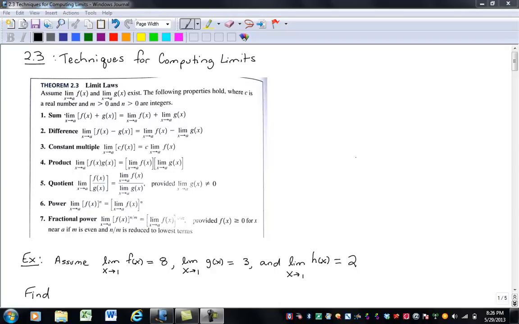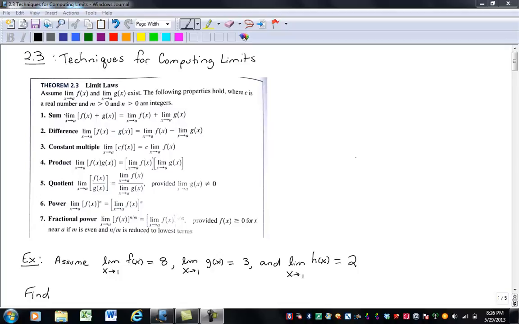Section 2.3 is about techniques for computing limits algebraically. And the first part of 2.3 in the book talks about where you can break limits up. It says that if the limit as x approaches a of f of x and the limit as x approaches a of g of x both exist, then these properties you can use.